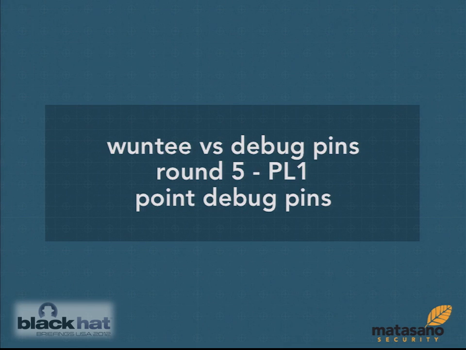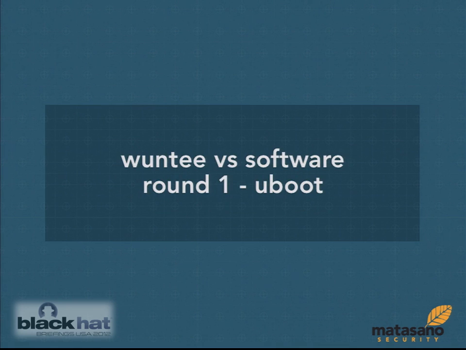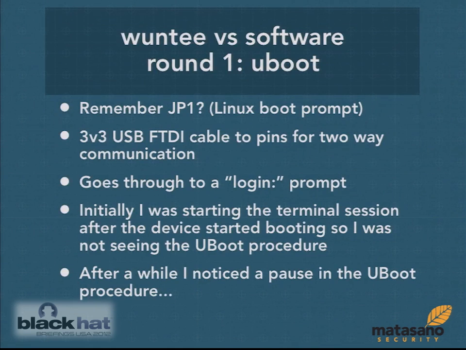I learned a lot about JTAG, however, again, no closer to my goal of actually gaining access to the device. So switching gears now to the software level, I looked at all of the pins, and the only one that I had any sort of path to gaining access to the device was the JP1 set of pins that ended up bringing me to a Linux boot prompt. So I bought this 3v3 USB FTDI cable that allowed me to connect through a screen terminal session at a specific baud rate, and I was able to interact with the device.